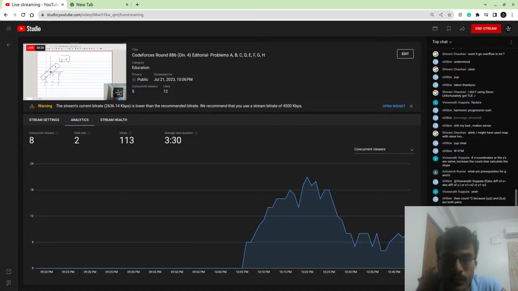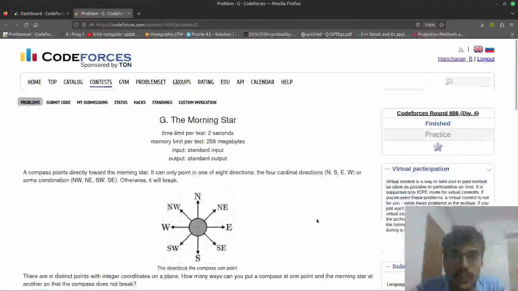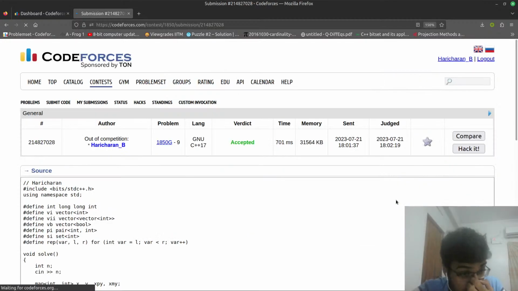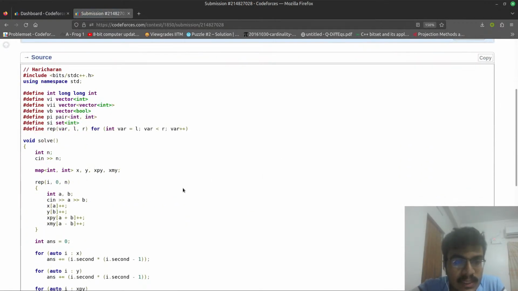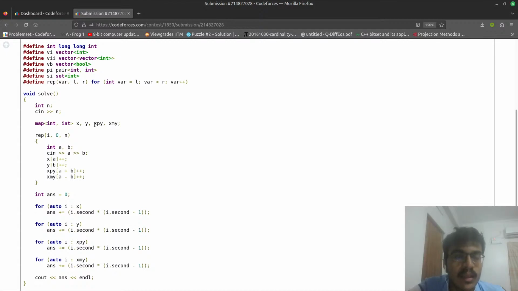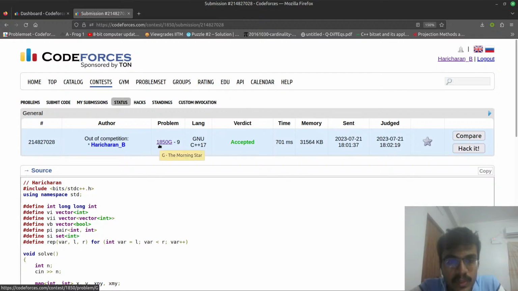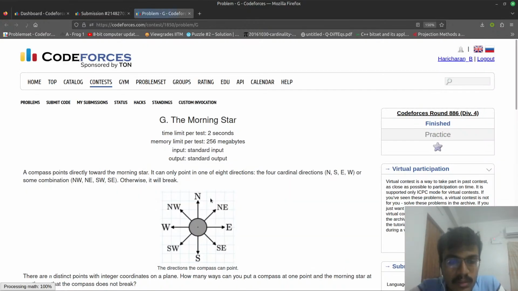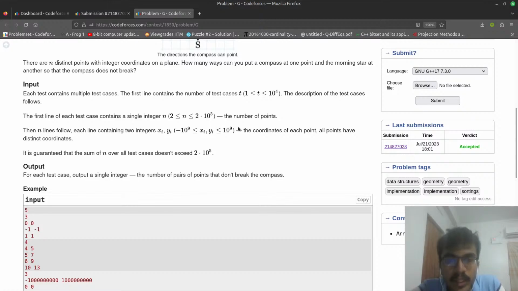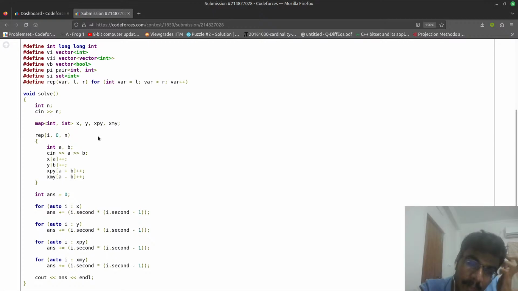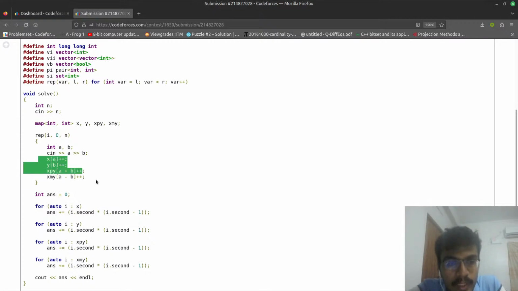I'll quickly show my implementation also. I'm having 4 different maps here: a map called x and y, xpy for x plus y, and xmy for x minus y. Technically we could have used a frequency array, but we can't because all the x and y coordinates are too big. But a map should work. I'm just keeping track of all the positions where x plus y and x minus y are the same, and throwing all of it into a map.